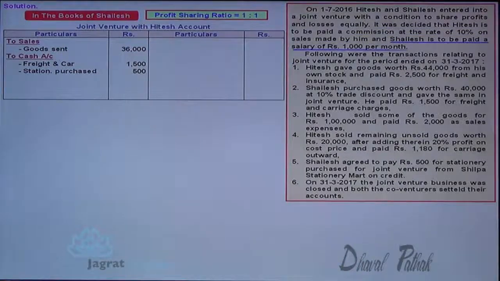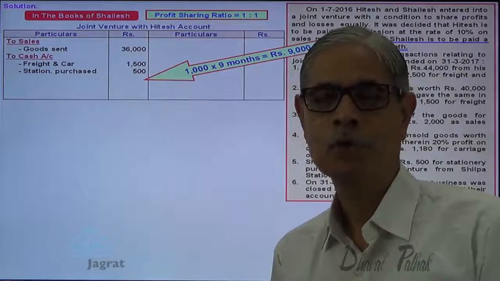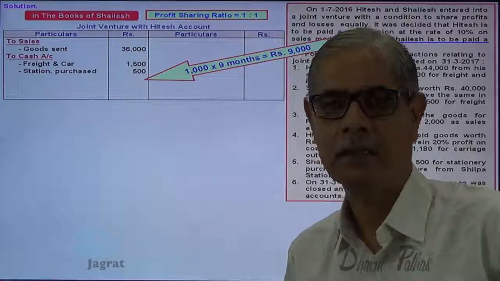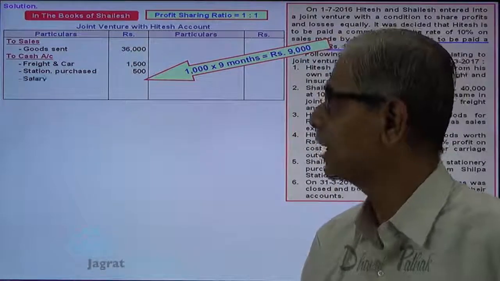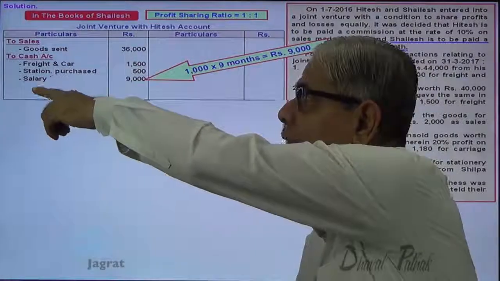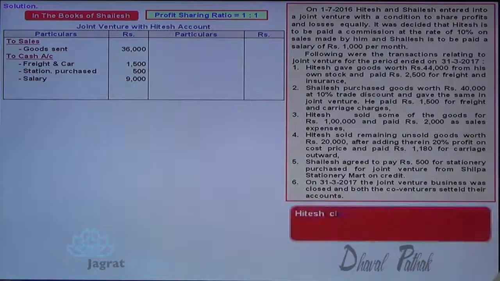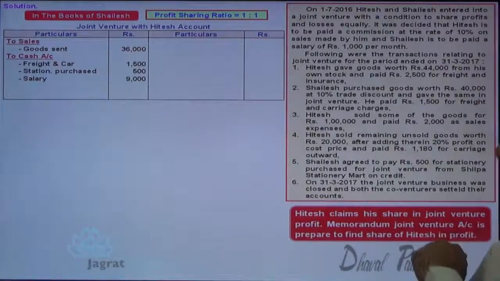Now salary, to which I am entitled. I have rendered services to this business, so I am entitled to salary. Salary is my income. So joint venture with Hitesh account debit to salary income account credit. Cash account is wrong. I should write here salary account. Now Hitesh claims his share in profit, for which we have already prepared the Memorandum Joint Venture account.